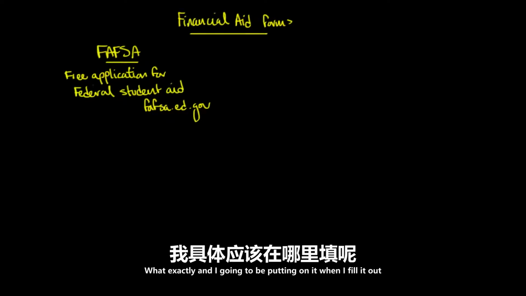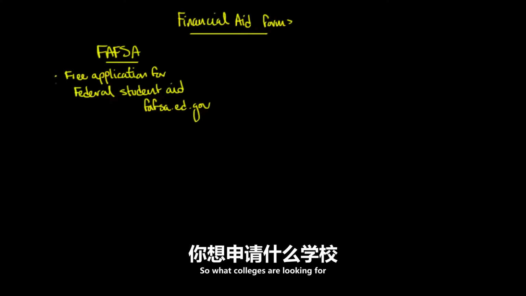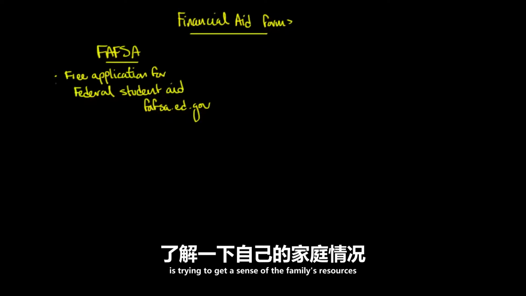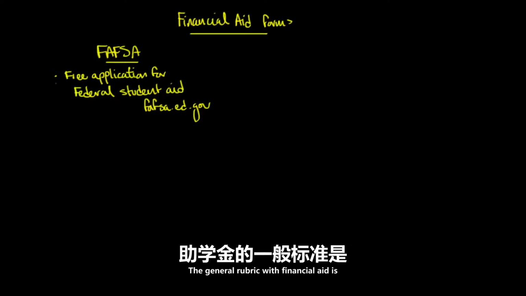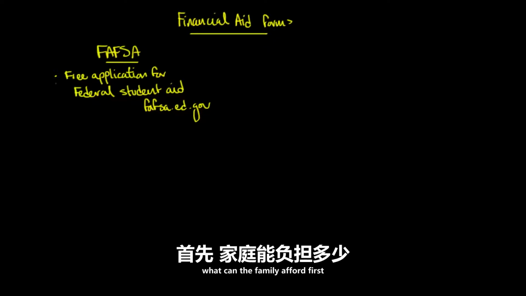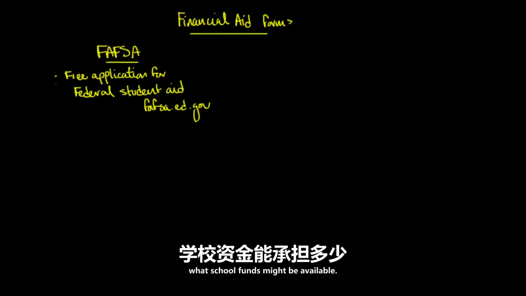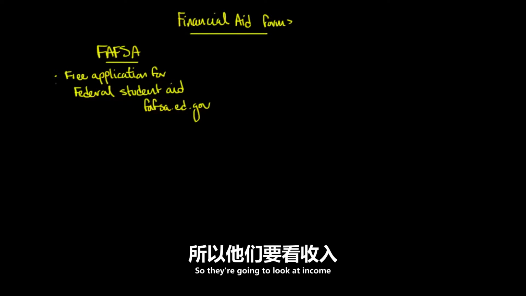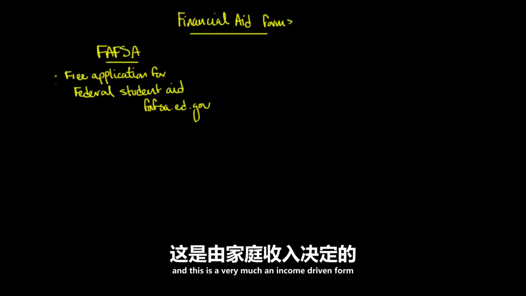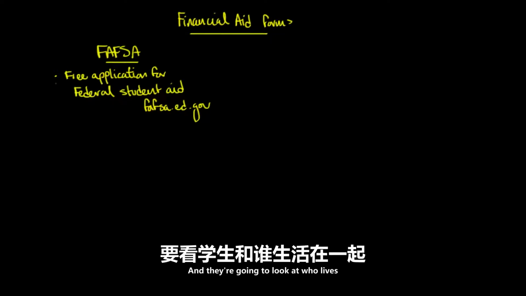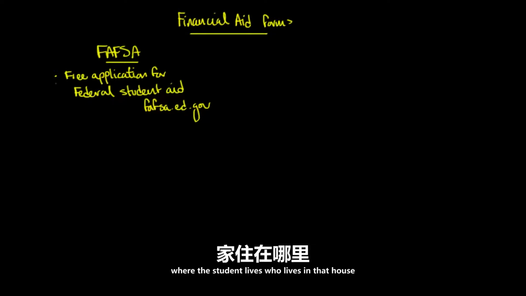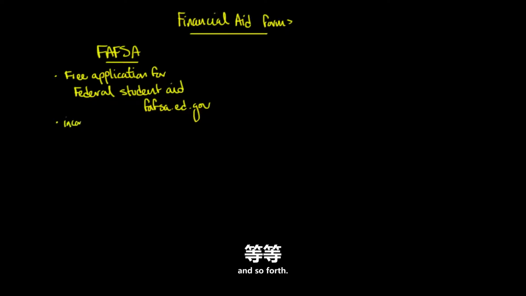Great, and what am I going to find on this form? What exactly am I going to be putting on when I fill it out? So what colleges are looking for is trying to get a sense of the family's resources and how much they can pay towards college. The general rubric with financial aid is, what can the family afford first, and then after that, what federal funds might be available, what school funds might be available. So they're going to look at income, and this is very much an income-driven form, and they're going to look at where the student lives, who lives in that house, and what are the resources of that house. And when you say the resources of the house, what exactly do you mean by that? So the income, assets that the house has, and so forth.